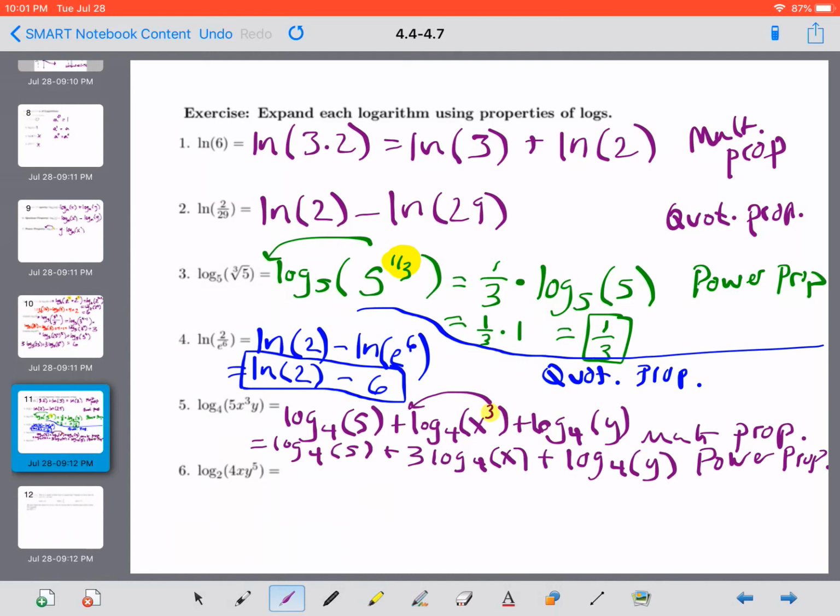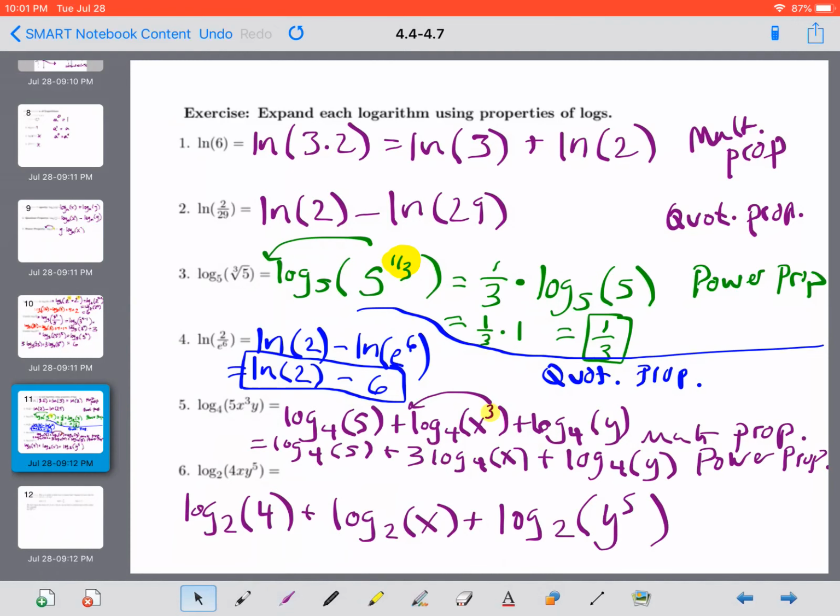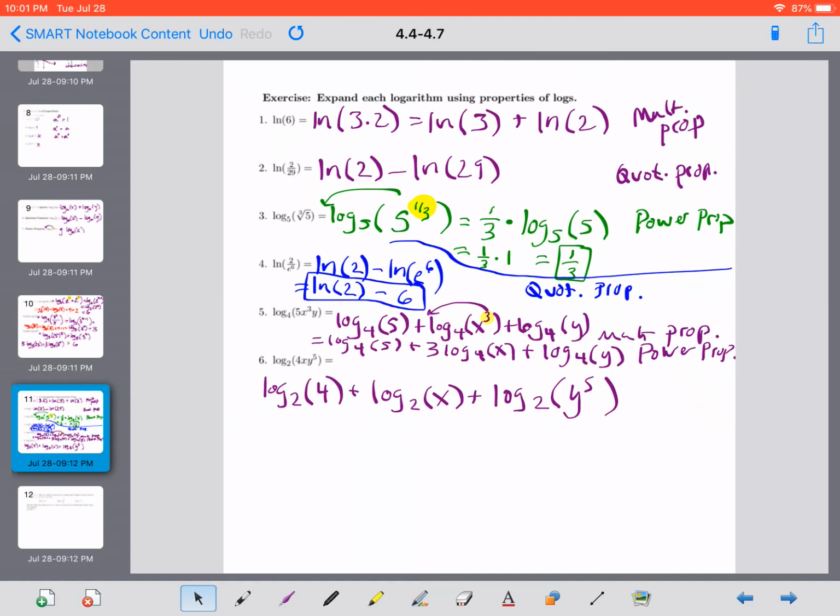And finally, using similar reasoning, I can break up this last log into 3 separate logs. It's multiplication inside, so that's addition outside. Log base 2 of 4 plus log base 2 of x plus log base 2 of y to the 5th power. And does this simplify any further? Yeah, it does, because, well, first of all, log base 2 of 4 is just a real number. What do we have to raise 2 to the power of to get 4? 2. 2 squared is equal to 4. So log base 2 of 4 is just 2.